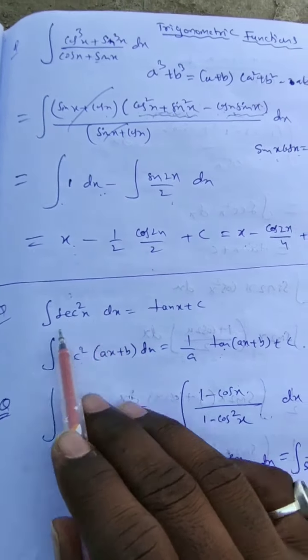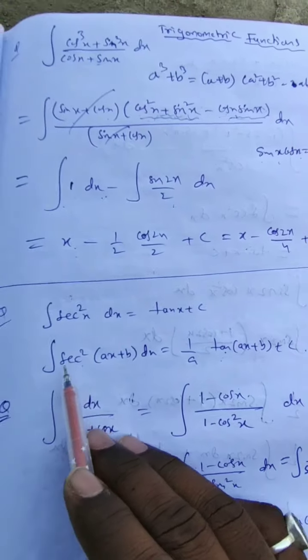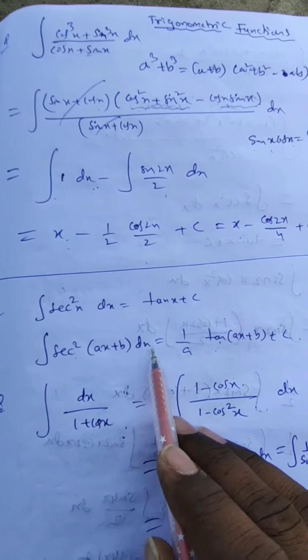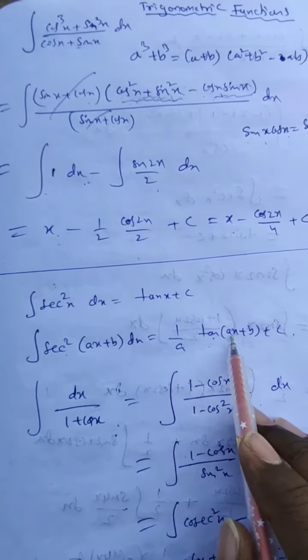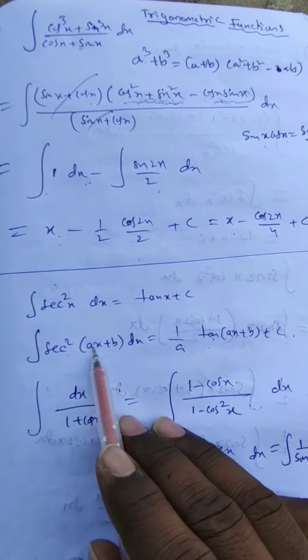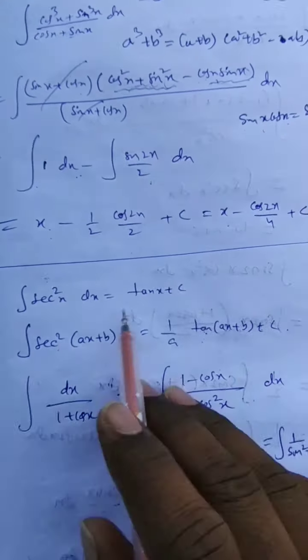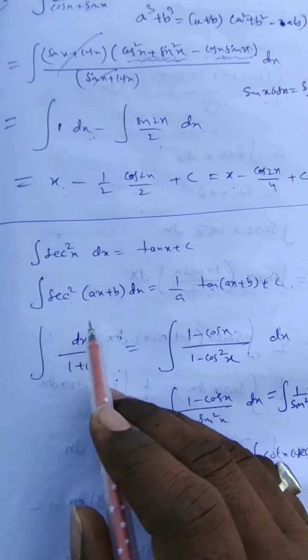And these formulas you already know. Integration of sec square x dx is tan x, and integration of sec square (ax plus b) dx is tan (ax plus b), and the coefficient of x will be divided, a, plus c. So these formulas you already know. Let us see some questions.